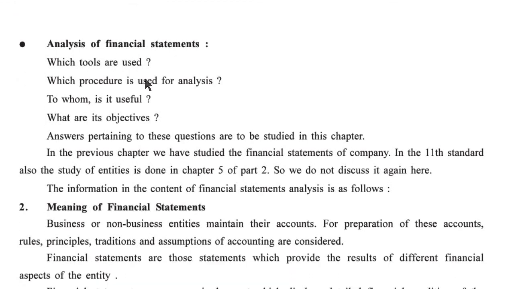Analysis of financial statements: which tools are used? Which procedure is used for analysis?